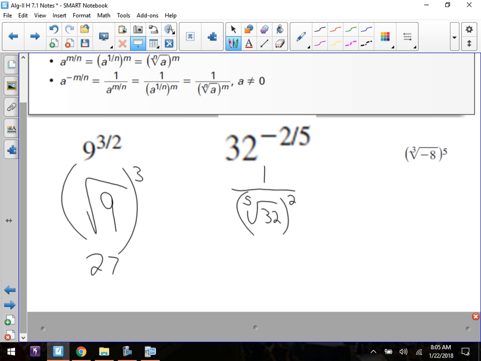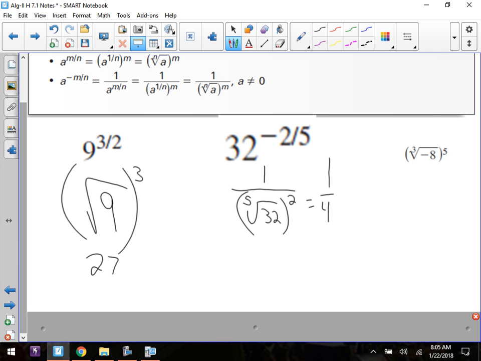squared. Now, when you start looking at the 5th root of 32, that means it has to be a small number. What do you think it's going to be? 2. It's not going to be 6. 6 to the 5th power is going to be something in the thousands. So you get the 5th root of 32, which is 2. What's 2 squared? 4. So your answer is 1/4. Not too terrible.